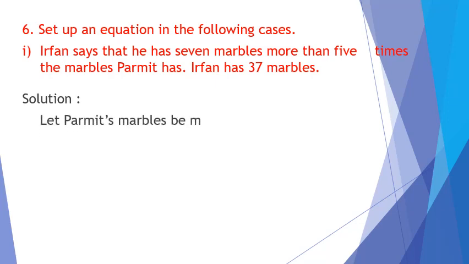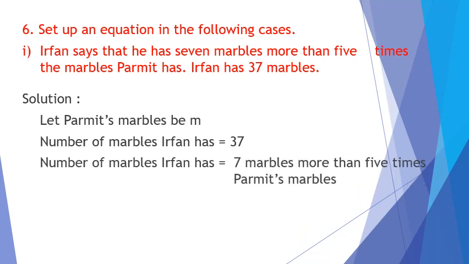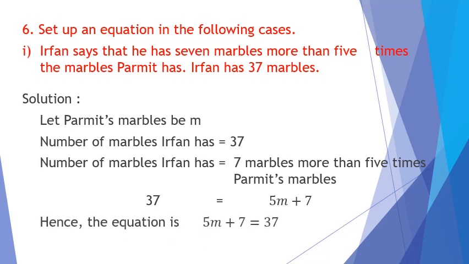Let Parmit's marbles be m. Number of marbles Irfan has equal to 37. Number of marbles Irfan has equal to 7 marbles more than 5 times Parmit's marbles. That is 37 equal to 5m plus 7. Hence the equation is 5m plus 7 equal to 37.